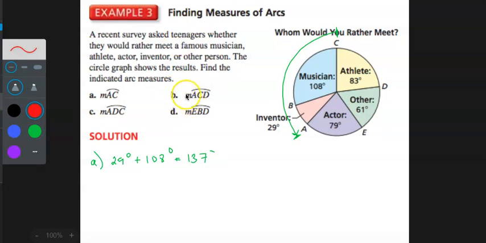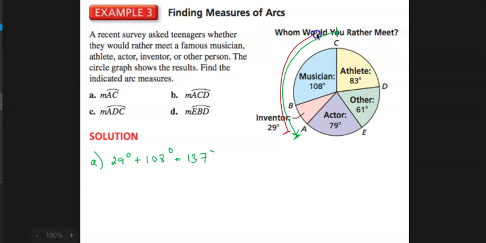Now part B, measure of ACD. So ACD coming from here, A, C, and D, stopping here. So we have ACD, so we'll be here. We got 29 degrees, 108 degrees, and including the CD, which is 83 degrees on this one. Alright, and that gives us a total of 220 degrees. Alright, and that's part of doing part B. And then let's see what else we got.